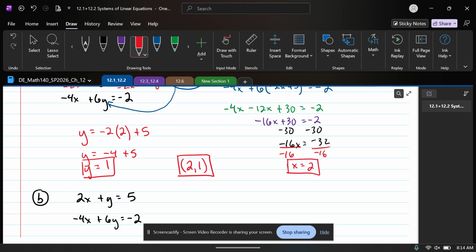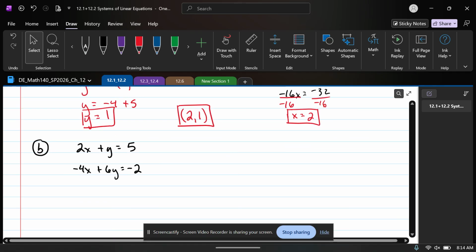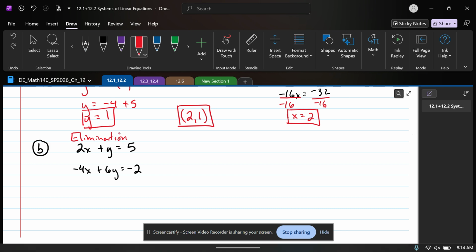My favorite way, we're going to do the same system, but we're going to do it with elimination, which is my favorite way to solve systems. I just really like elimination. With elimination, what you're trying to do is get opposites on one of the letters so that you can cancel it out by adding the two equations together.